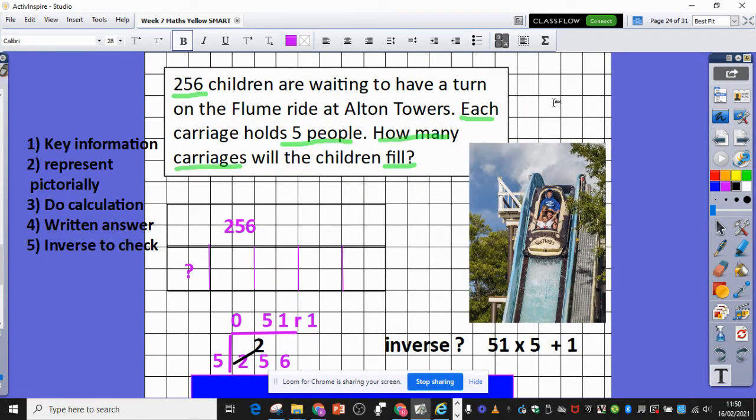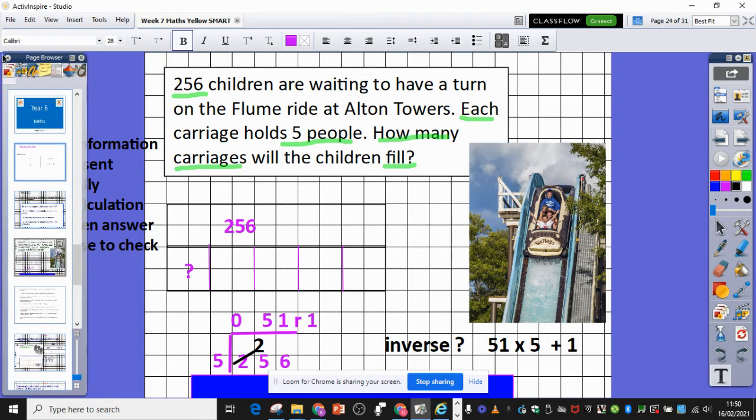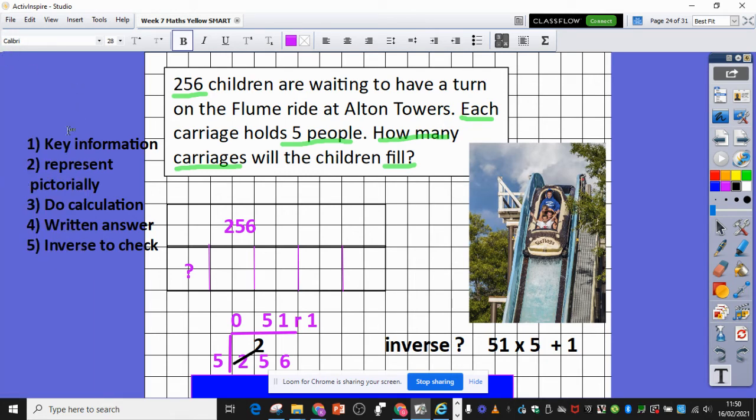Okay, so we have a word problem here. We have 256 children waiting to have a turn on the flume ride at Alton Towers. Lucky them. Each carriage holds 5 people. How many carriages will the children fill? Okay, so what I have to do here, I've got my shopping list here, the order and things in which I have to do them, so I have to underline my key information. Now for speed, what I've done here today is I've underlined the key information that I need.